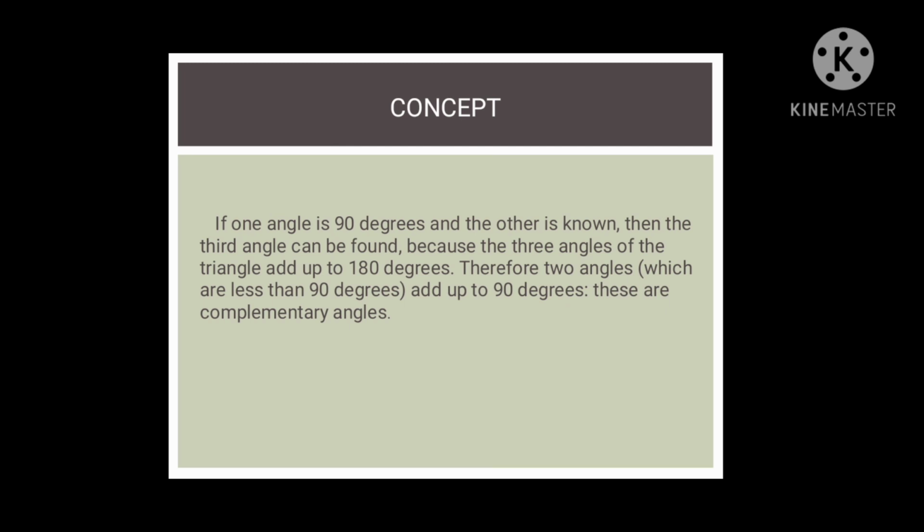The concept is that if one angle is 90 degrees and another is known, then the third angle can be found, because the three angles of a triangle add up to 180 degrees. Therefore, two angles which are less than 90 degrees and add up to 90 degrees are complementary angles.